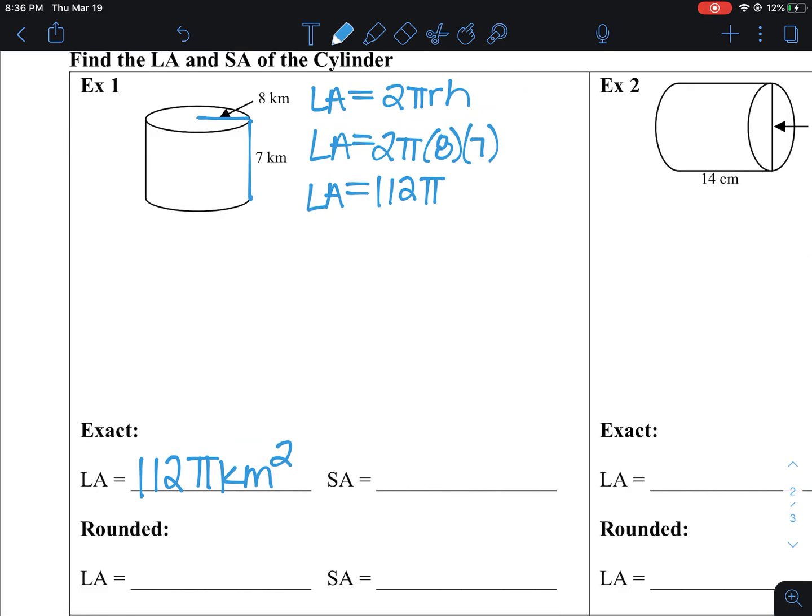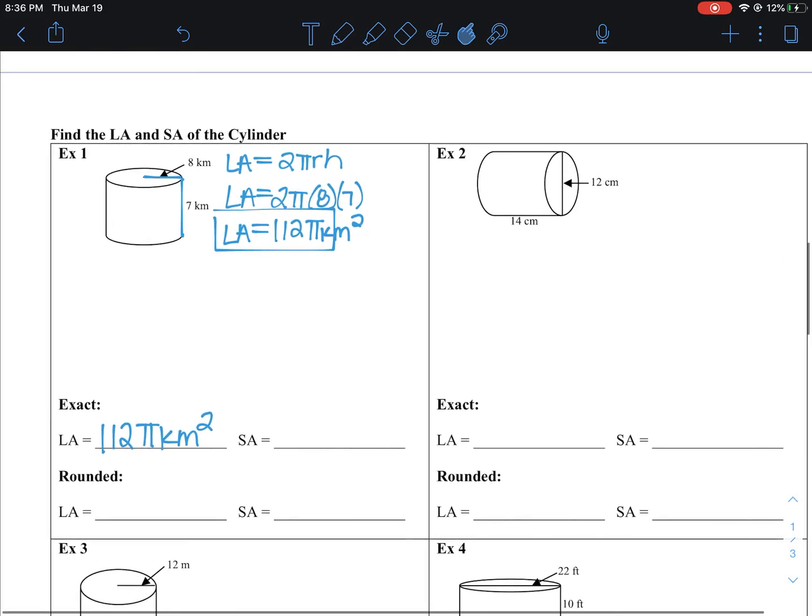So as we go through this, we're going to be switching back and forth between volume and lateral area and surface area. Whenever you're doing volume, you're going to do units cubed. Whenever you're doing area, lateral or surface area, you're going to do squared. Okay, so just to keep that in mind.